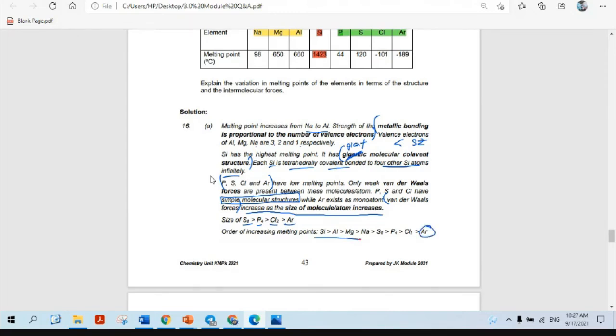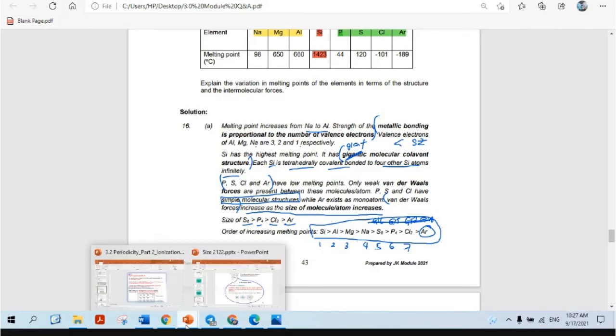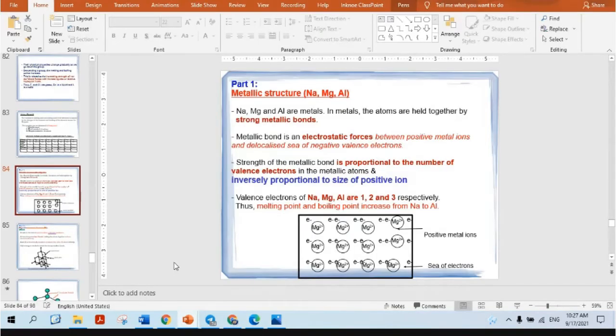So if we check the sequence, it should be like this: silicon first, then aluminium, magnesium, sodium. Next is sulfur, then phosphorus, chlorine. This one is group 16, this one is group 15, this one is group 17, meaning it is not related to the group, but we check the molecular size. Sulfur forms S8, phosphorus forms P4, chlorine Cl2, argon is monoatomic. We check the lecture notes and we notice this.